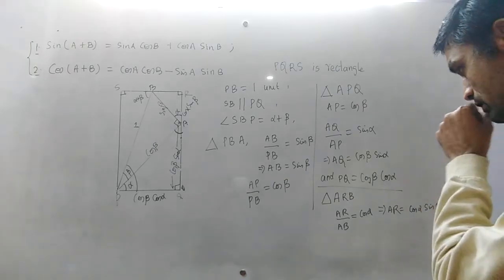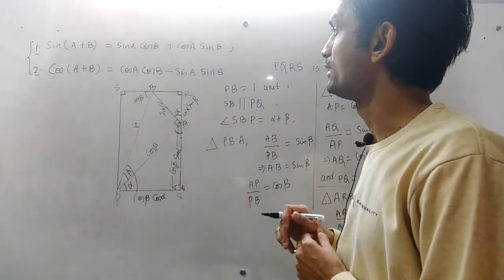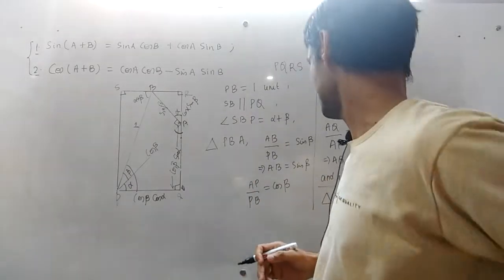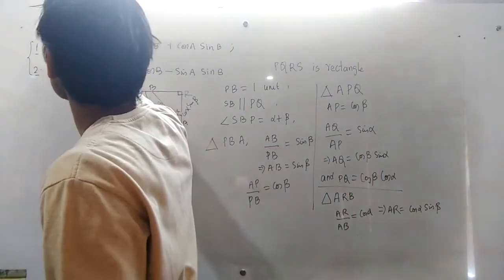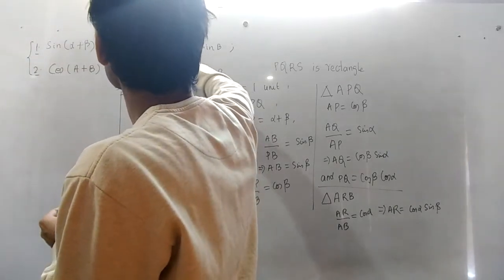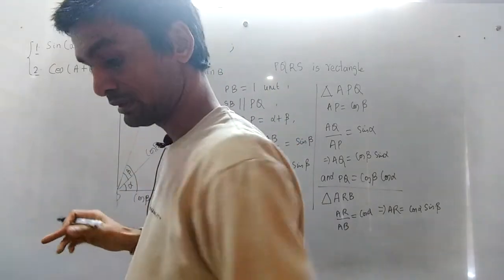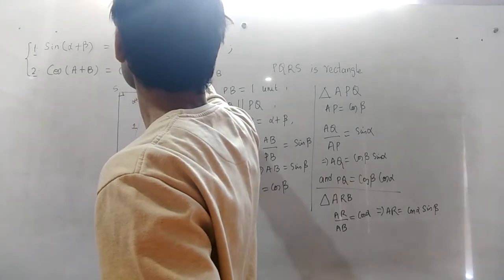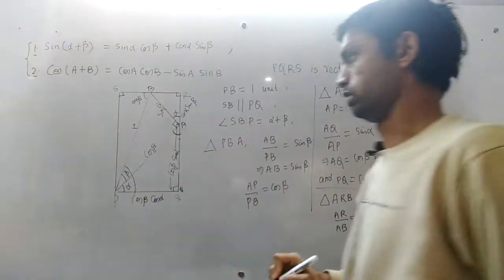Okay. So your first formula is derived, sin A plus B, or if you say sin alpha plus beta, here it will be sin alpha cos beta plus cos alpha sin beta, like that.